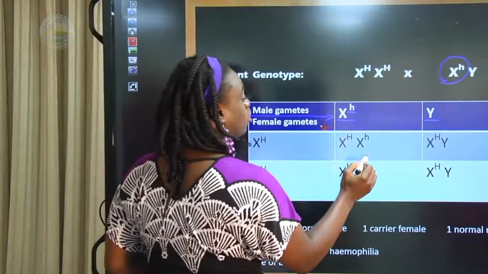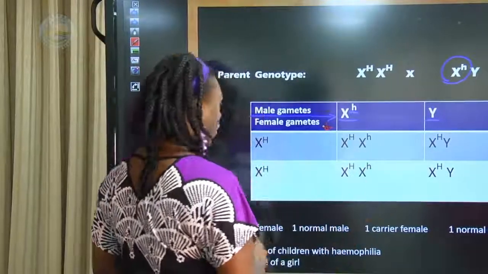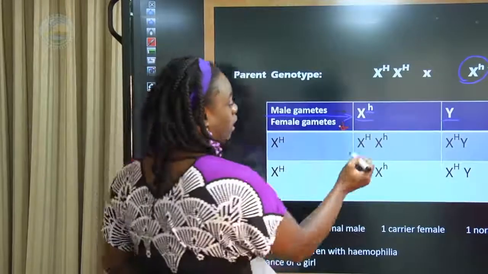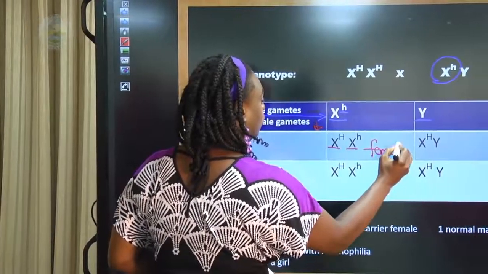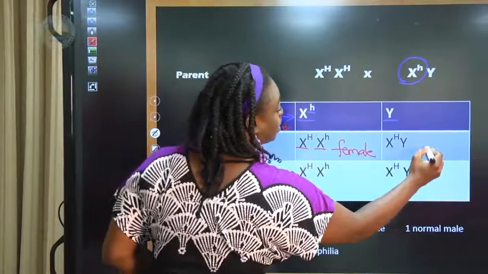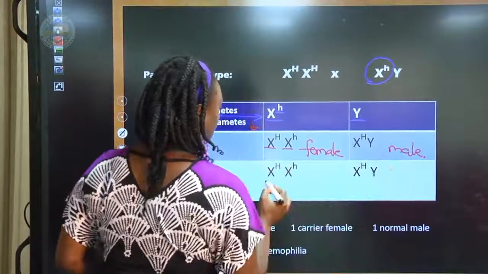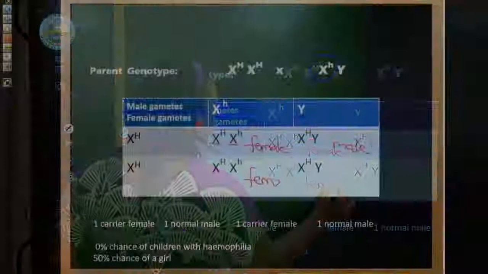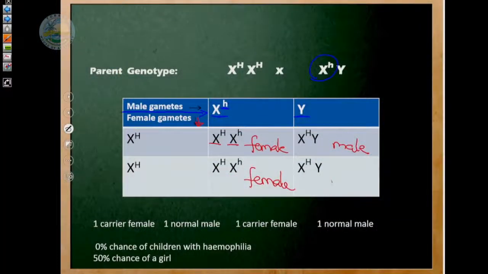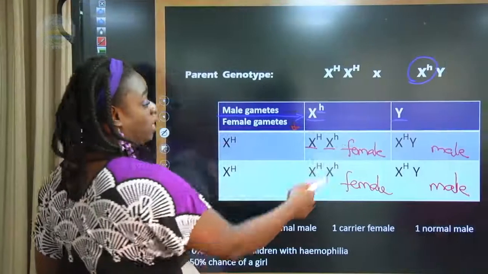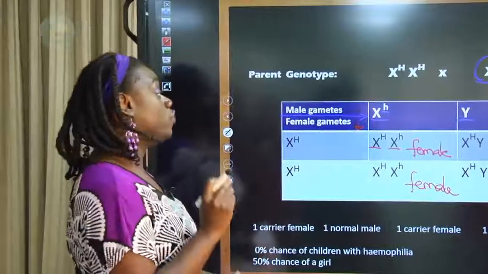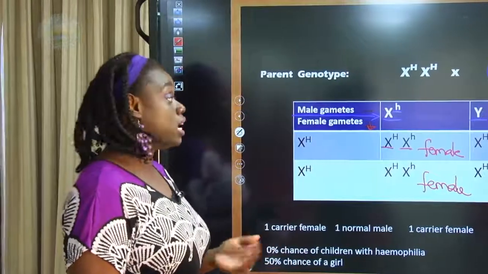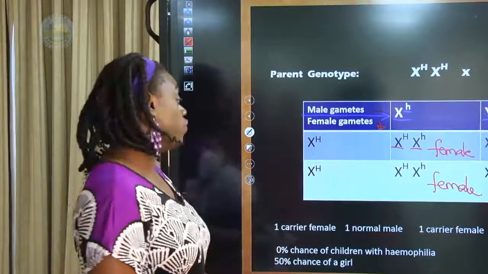So the resulting crosses will be like this. And what we notice here, XX, this is a female. XY, this is a male. XX, this is a female. And XY, this is a male. So once again, we are seeing that there's a 1-to-1 ratio of male to female. So 50% of their children could be male and 50% of them could be female.